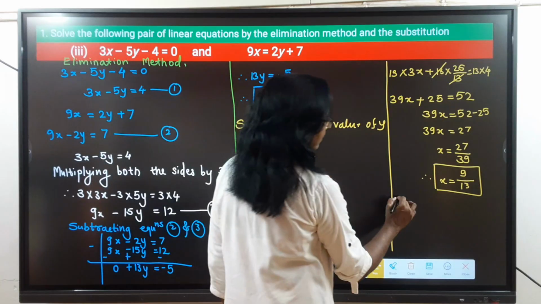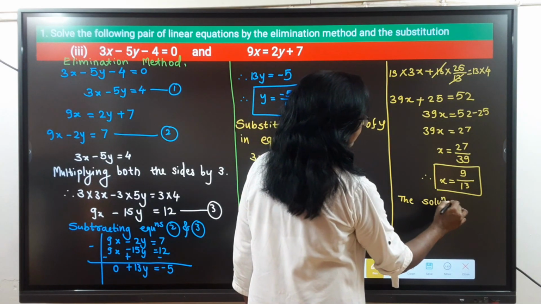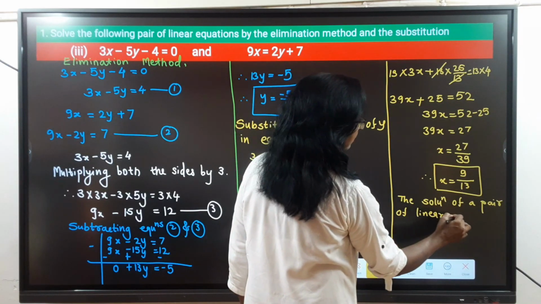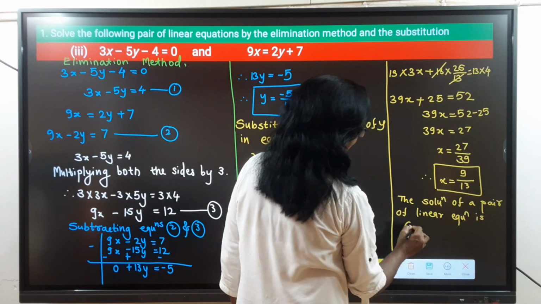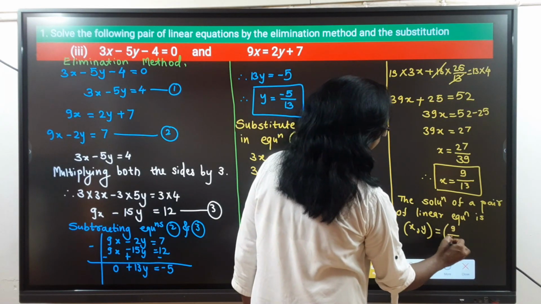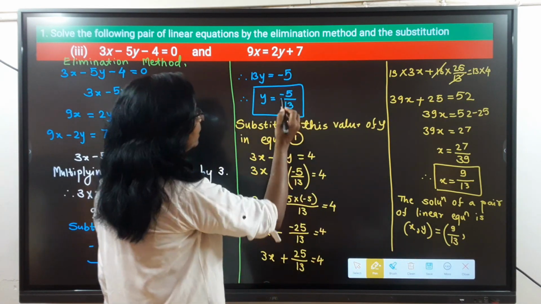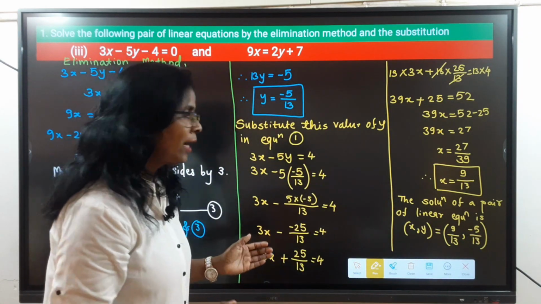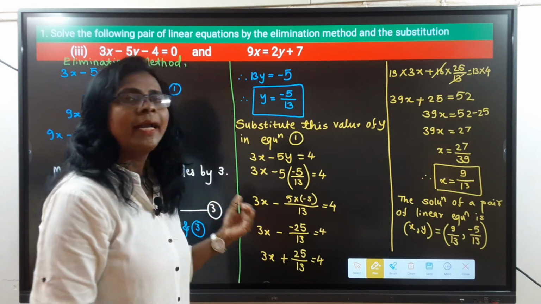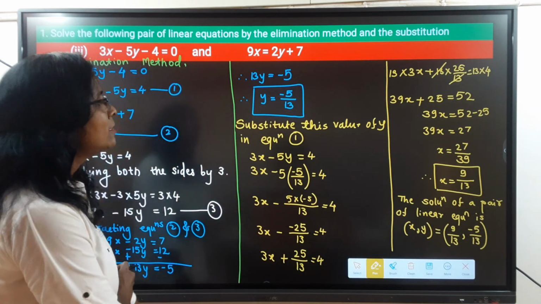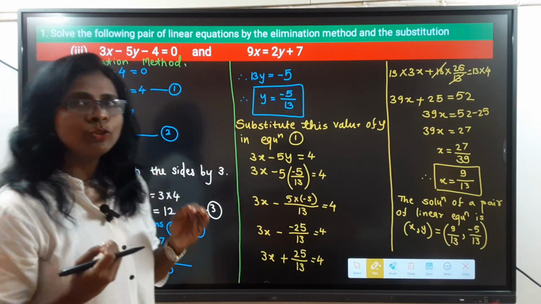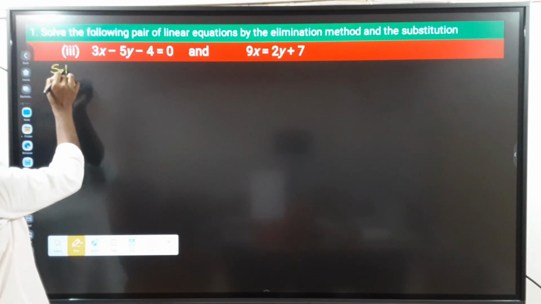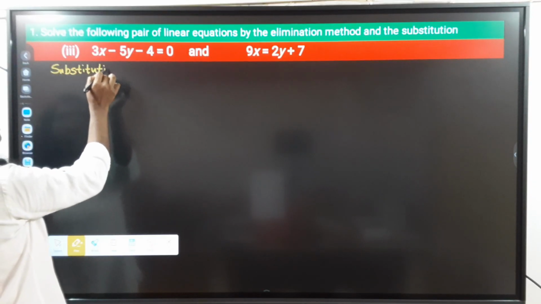So here we say that the solution of the pair of linear equations is x, y is equal to 9 upon 13 and minus 5 upon 13. Okay students? So this is the final answer: 9 upon 13 and minus 5 upon 13. Now here students, further we use the substitution method and solve this same equation. So next method, substitution method. Okay.